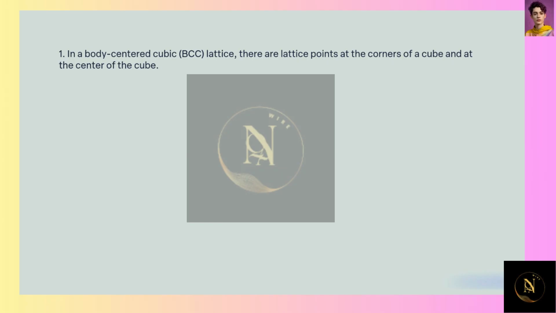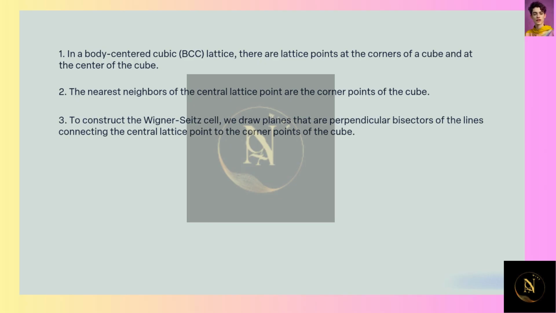1. In a body-centered cubic BCC lattice, there are lattice points at the corners of a cube and at the center of the cube. 2. The nearest neighbors of the central lattice point are the corner points of the cube. 3. To construct the Wigner Seitz cell, we draw planes that are perpendicular bisectors of the lines connecting the central lattice point to the corner points of the cube.